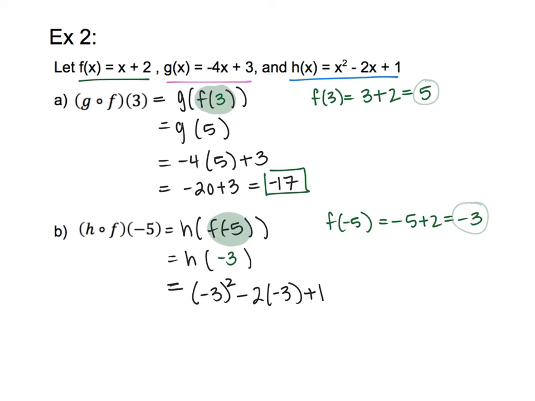Order of operations says I need to do parentheses first, then exponent. So negative 3 squared is like negative 3 times negative 3, which is positive 9. Negative 2 times negative 3 gives me a positive 6 plus 1. If I add this all together, 9 plus 6 plus 1 gives me 16. So it looks like h of f, plug in negative 5, gives me the value of 16.